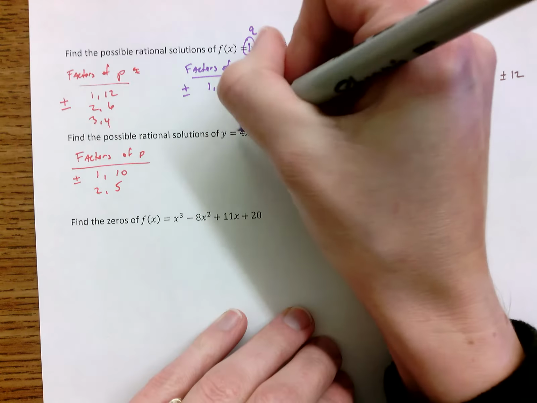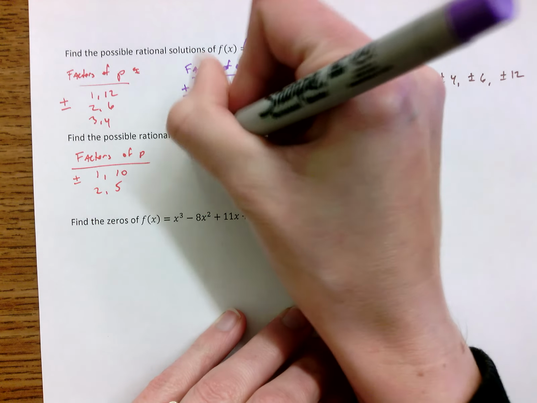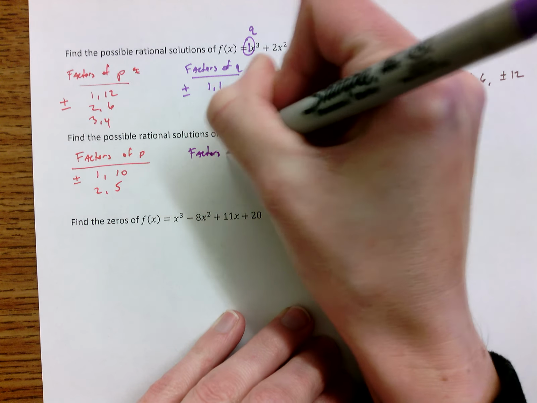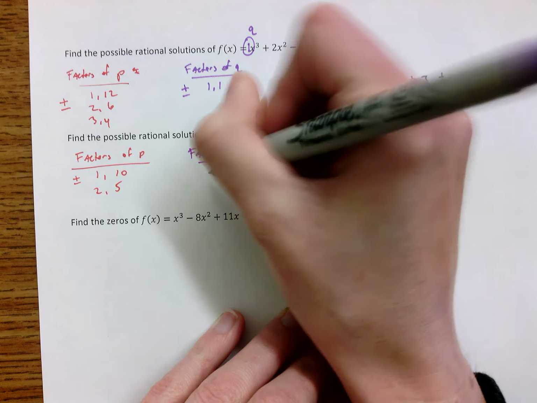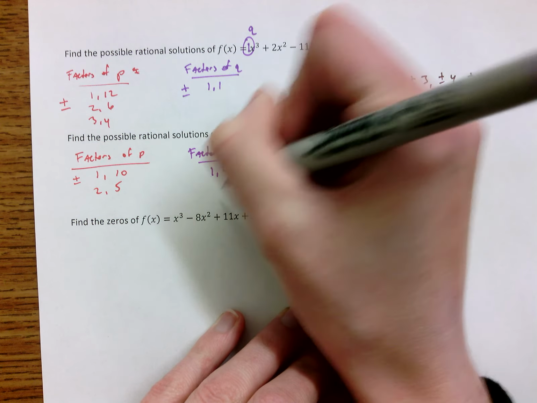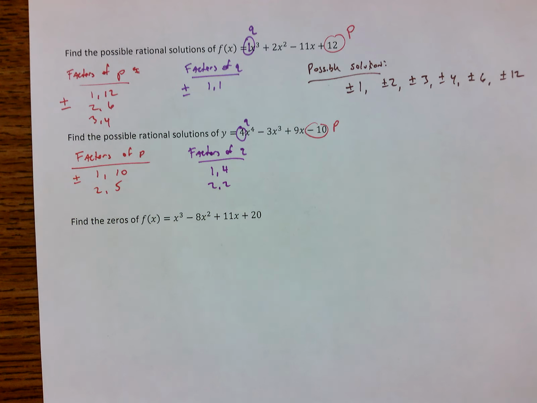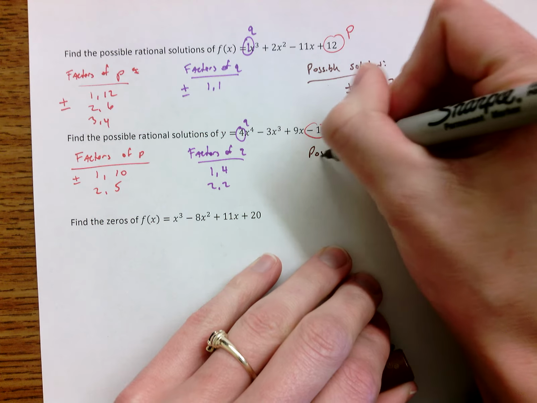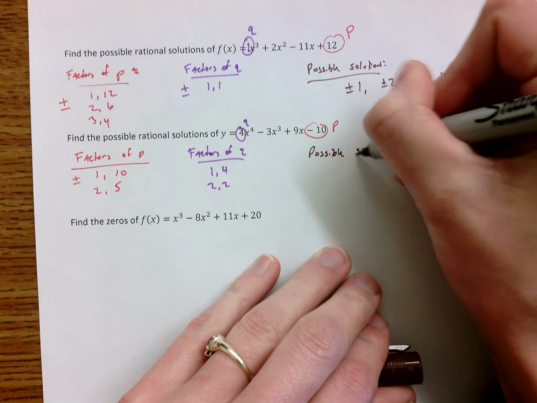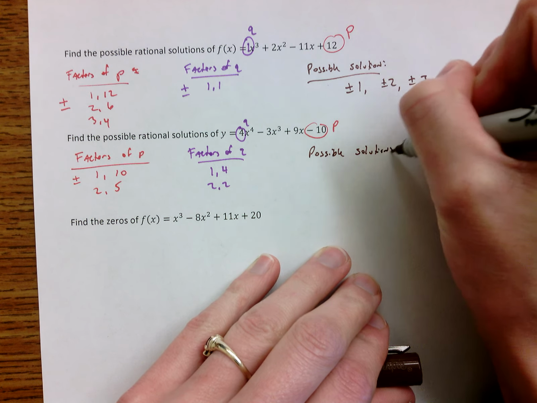All right, and in this case, Q is 4. So my factors of Q are going to be 1 and 4 or 2 and 2. And again, positive or negative, we're not sure. Okay, so then when I go to make my list of my possible solutions, again, these are not the actual solutions. These are my possible solutions.